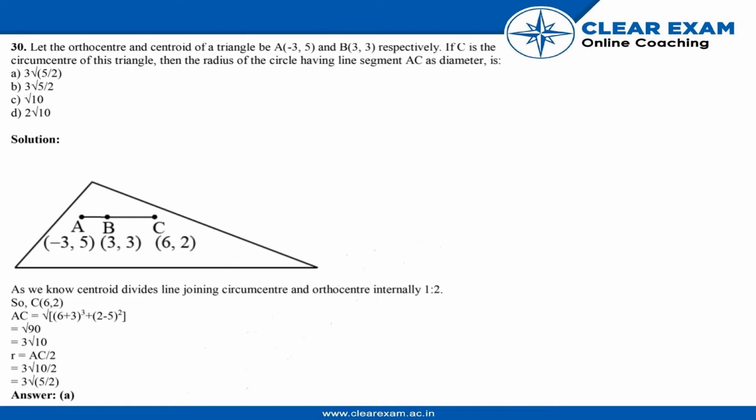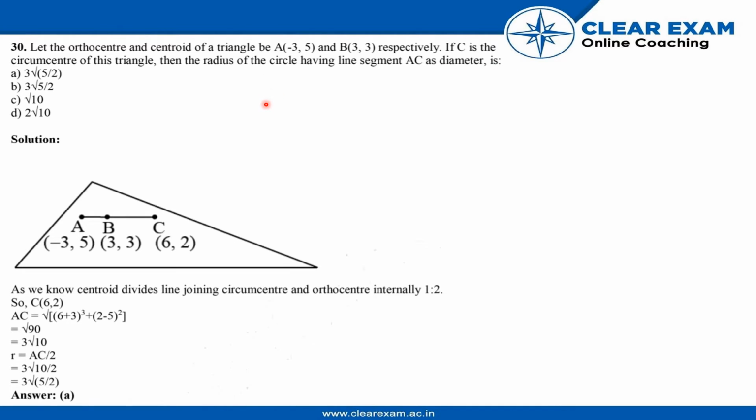Hello everyone. So let's discuss this problem. Given in the question are the orthocenter and centroid of a triangle, that is, the coordinates for them respectively, and given that C is the circumcenter of this triangle, the radius of the circle having line segment AC as diameter is what we need to find.